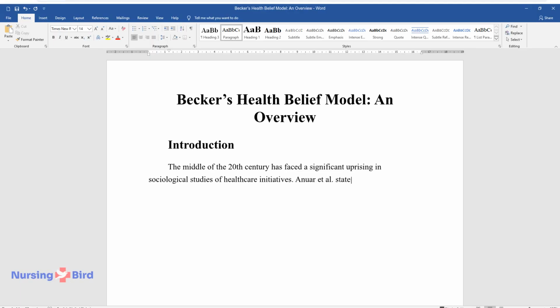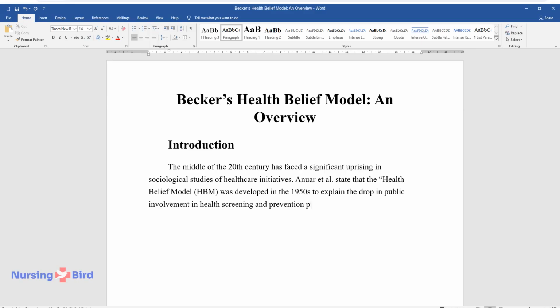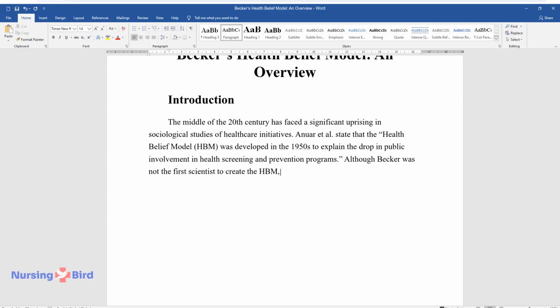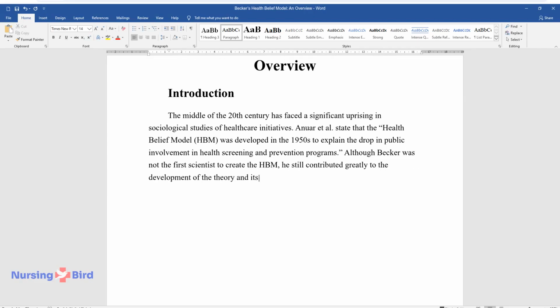Anuar et al. state that the Health Belief Model, HBM, was developed in the 1950s to explain the drop in public involvement in health screening and prevention programs. Although Becker was not the first scientist to create the HBM, he still contributed greatly to the development of the theory and its implementation into healthcare practices.